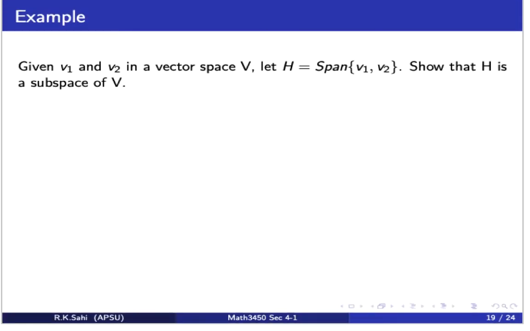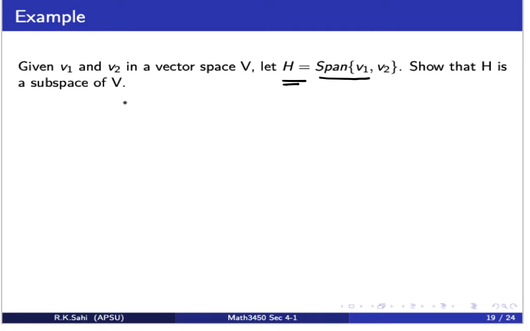I'm going to start with a very simple one. If I have two vectors in a vector space, capital V, then I look at all possible linear combinations of v1 and v2. And that means it becomes a spanning set. And I say, hey, let me write that as an H. So I would like to prove that this H is a subspace of V.